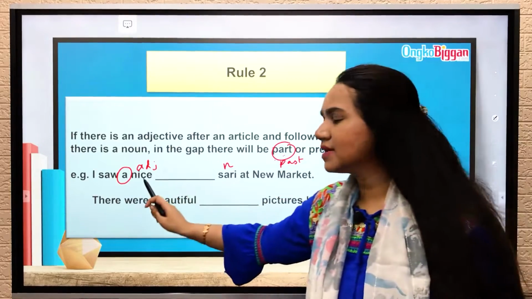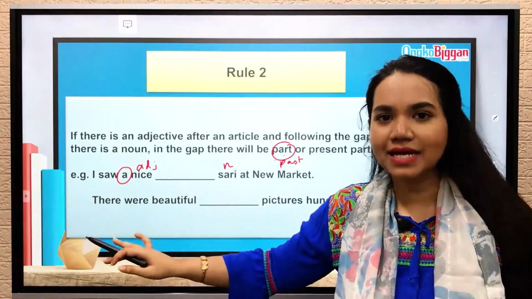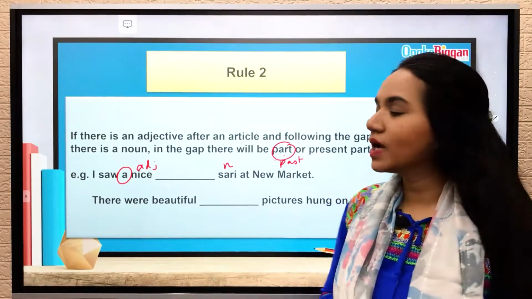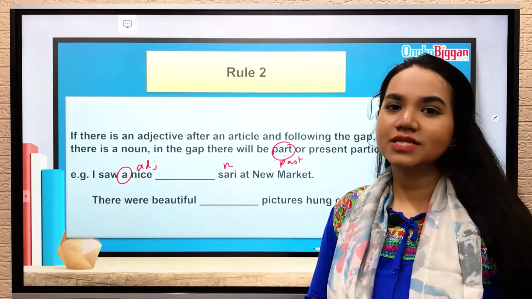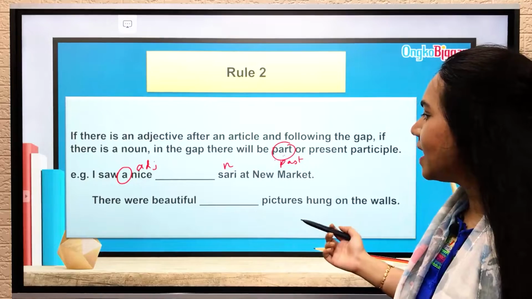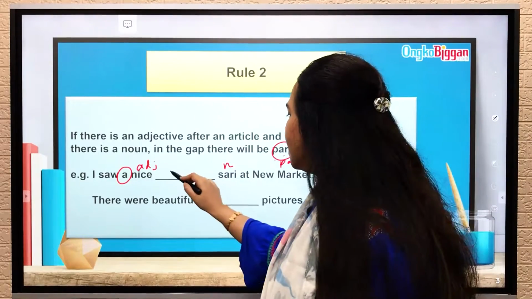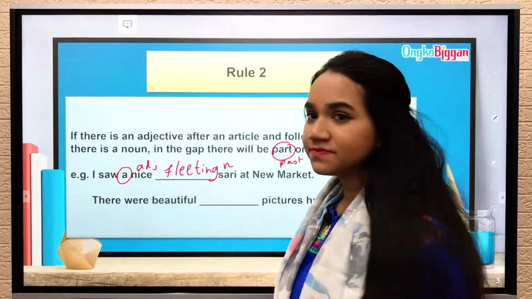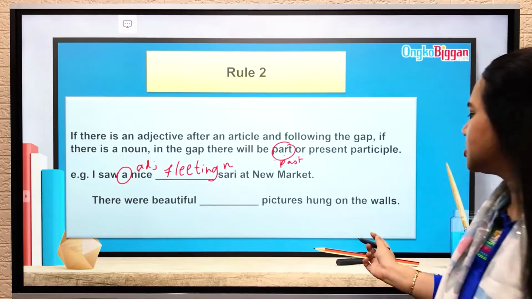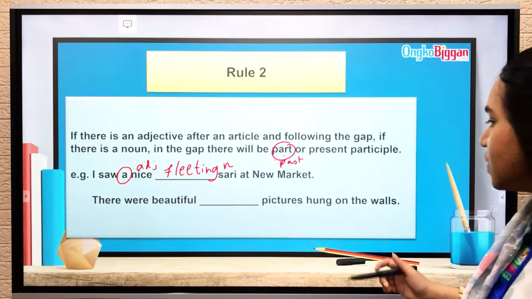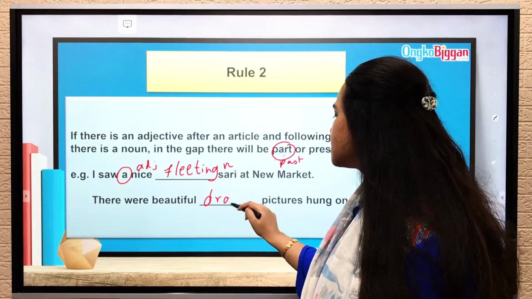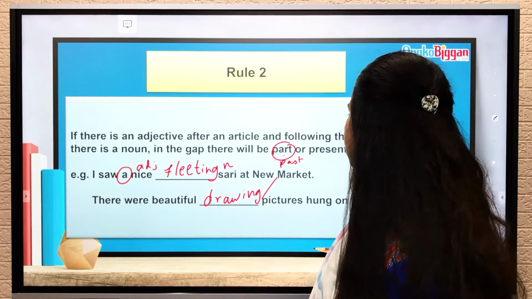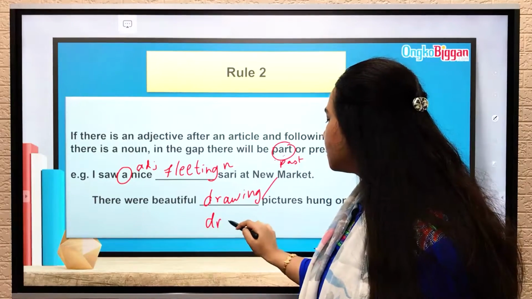Whenever you see that there is an adjective right before the blank and right after the blank there is a noun, what can we do in the middle? In the middle, we have to put either the past participle or the present participle. So we can say, I saw a nice, we can say fleeting sari at the new market. There were beautiful dash pictures hung on the walls. There were beautiful drawing pictures hung on the wall. Or you can either say drawing, which is the present participle, or you can say drawn pictures.